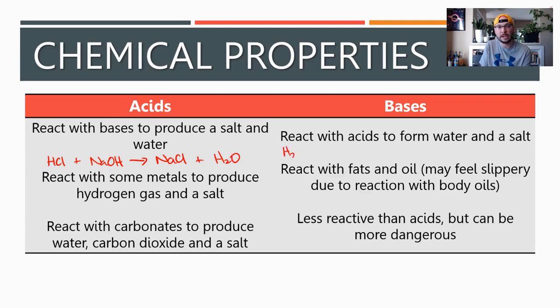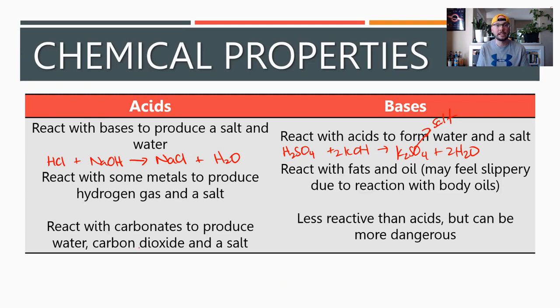We can do this with other acids. H2SO4 reacts with KOH, and we get K2SO4 and 2H2O when this is balanced. This is our salt, obviously, right here. So a salt is when we've got an anion and a cation, an ionic substance for the most part.